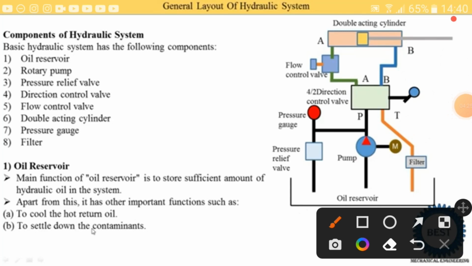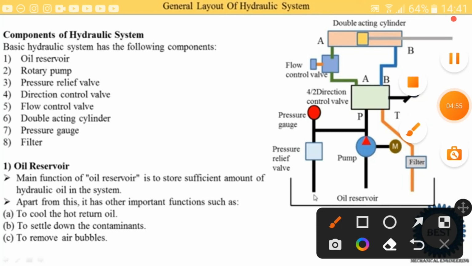Next function is to settle down the contaminants. Due to wear and tear, some of the parts wear out, so metal particles come out with the oil. We need to remove these, which is called settling down the contaminants. Another function is to remove air bubbles. Why are air bubbles created in oil? When the temperature of the oil is increased, there is by default a possibility of bubbles being created inside the oil. So we need to remove these air bubbles from the system.